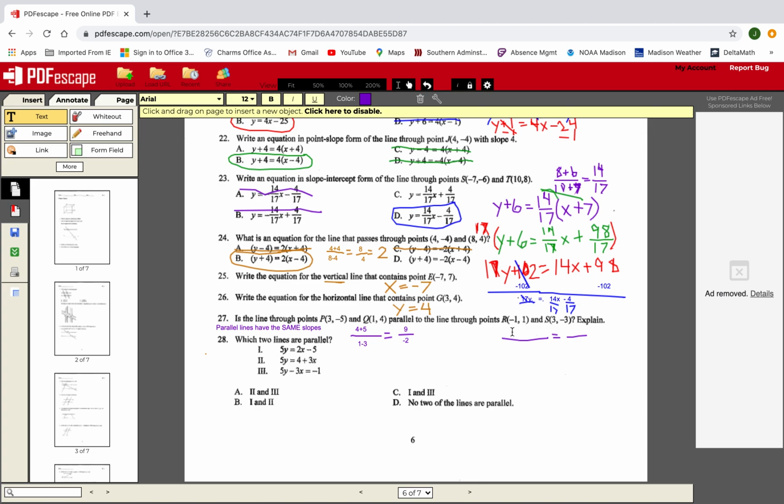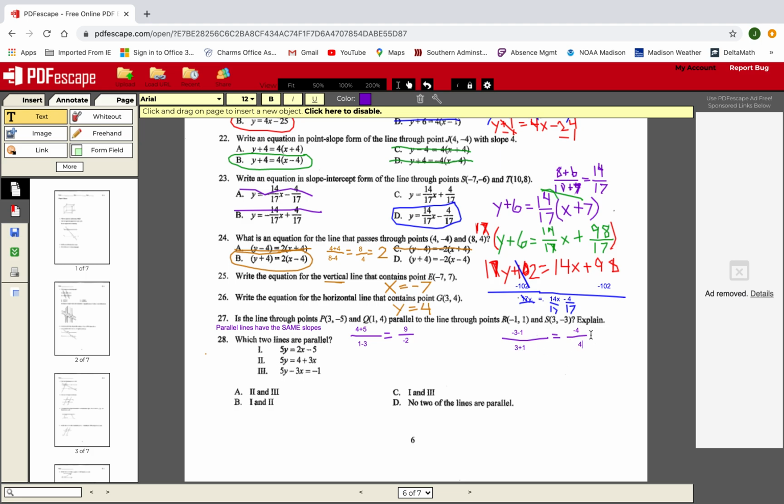And then my second set here, I have y2, which is negative 3, minus y1, which is 1. And then on the bottom, I have x2, which is 3, minus my x1 value, which is negative 1. And again, minus a negative gives me plus 1. Negative 3 minus 1 is negative 4. And then 3 plus 1, of course, is 4.